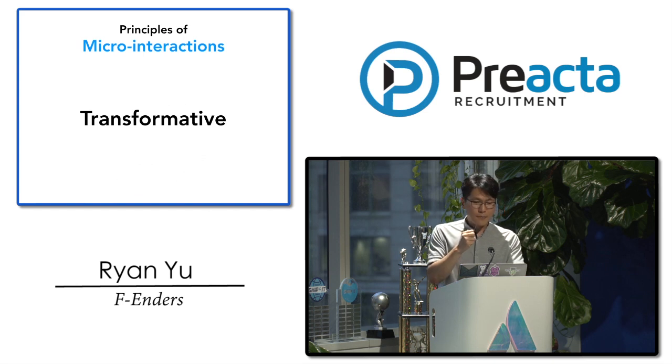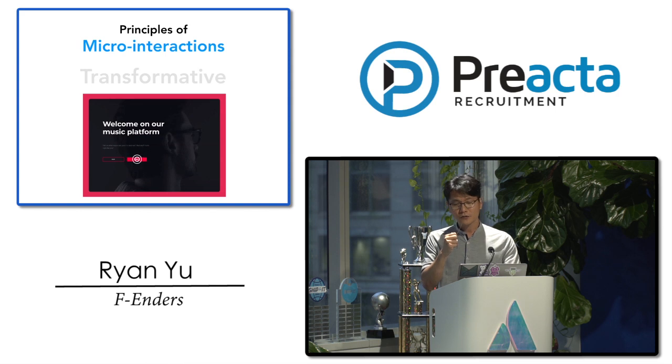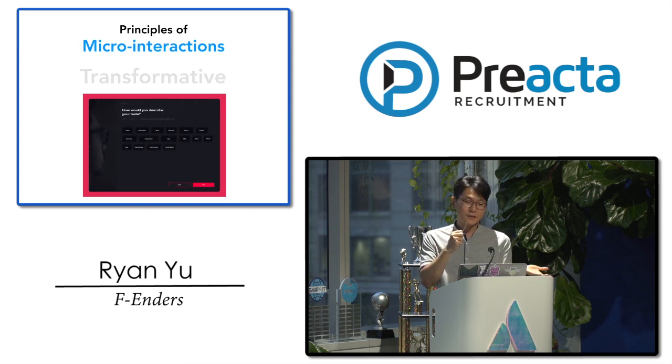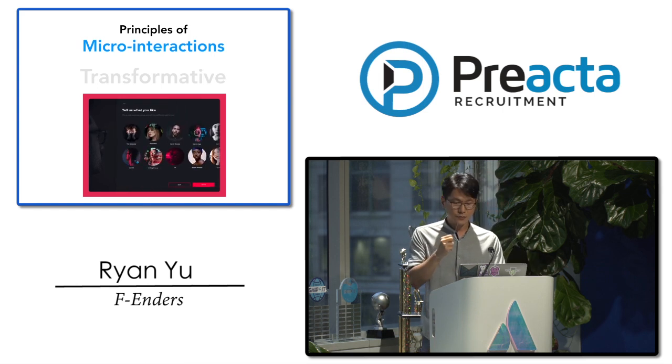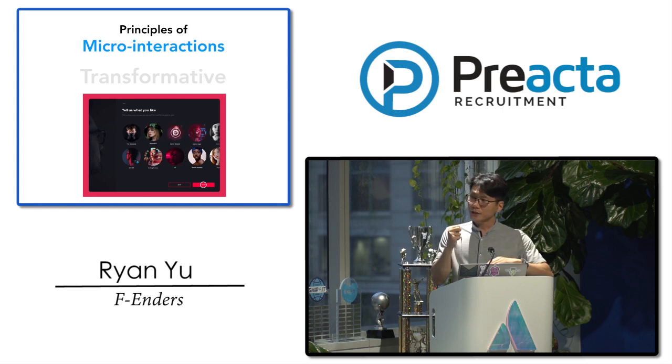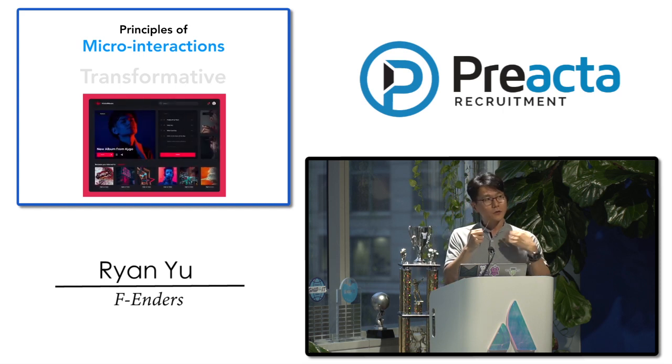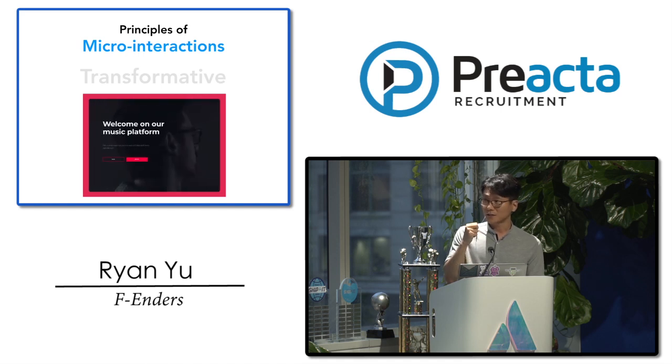And lastly, micro interactions should also be transformative. Quite often micro interactions consist of several steps of different animations, and the animations should be smoothly connected. From this example, each section is smoothly transformed, so we feel we are still working on the same subject and we don't feel disconnected on each different section.